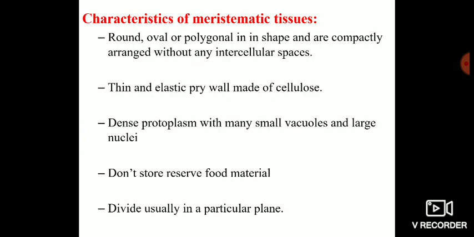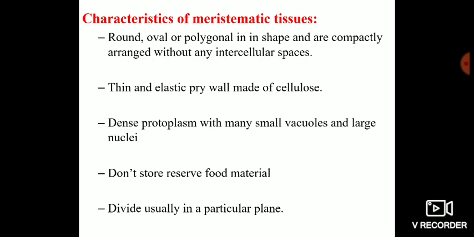Now some characteristic features of meristematic tissues. The meristematic tissues are comprised of cells which are round, oval, or polygonal in shape, and these cells are compactly arranged without any intercellular spaces. The individual cells of meristematic tissues can be round, oval, or polygonal in shape, and these are compactly arranged. There is no intercellular space between the cells. And they possess a thin and elastic primary wall which is made up of cellulose.